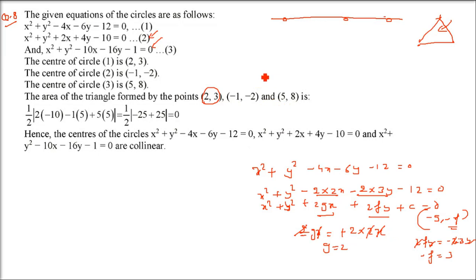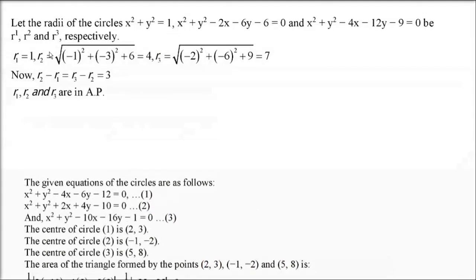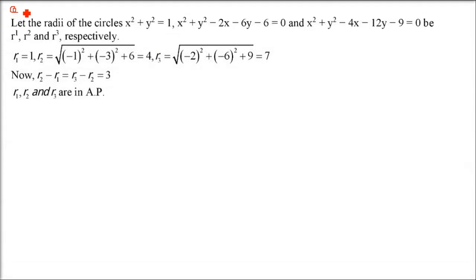Now put it in the area of the triangle. If you don't remember the area of the triangle, it will be half times the determinant: x1, x2, x3 in the first column, y1, y2, y3 in the second column, and 1, 1, 1 in the third column. So we have x1, y1 as 2, 3, x2, y2 as minus 1, minus 2 and x3, y3 as 5 and 8. Just find the value of the determinant, and you will find it to be 0. This means that these points are collinear.